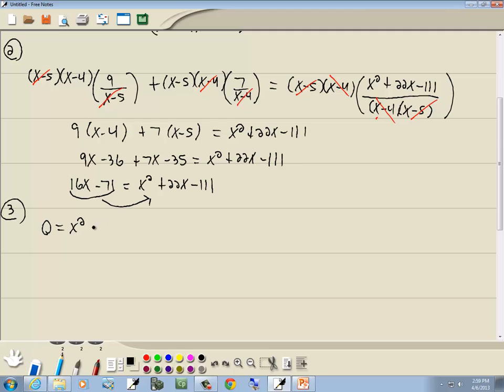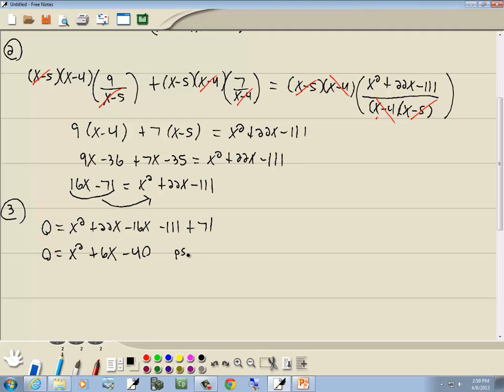So we got 0 is equal to x squared plus 22x minus 16x minus 111 plus 71. Again, you take anything across your equals, your sign changes. Combine together like terms. 22x minus 16x is plus 6x. Negative 111 plus 71 is negative 40. Yeah, negative 40.